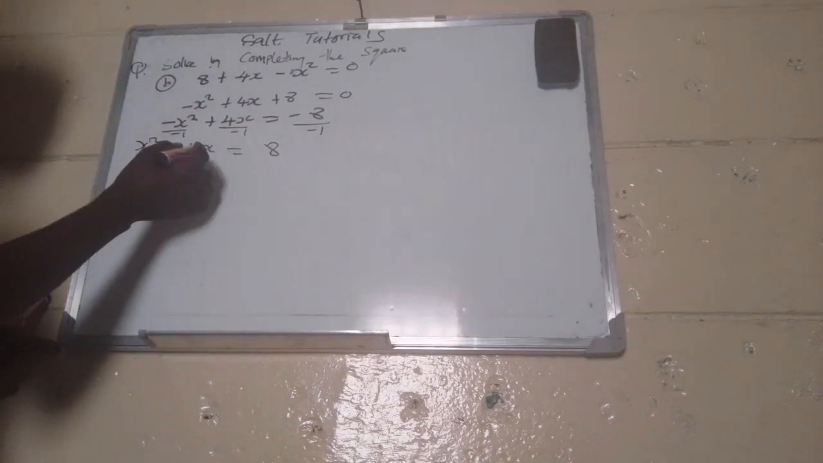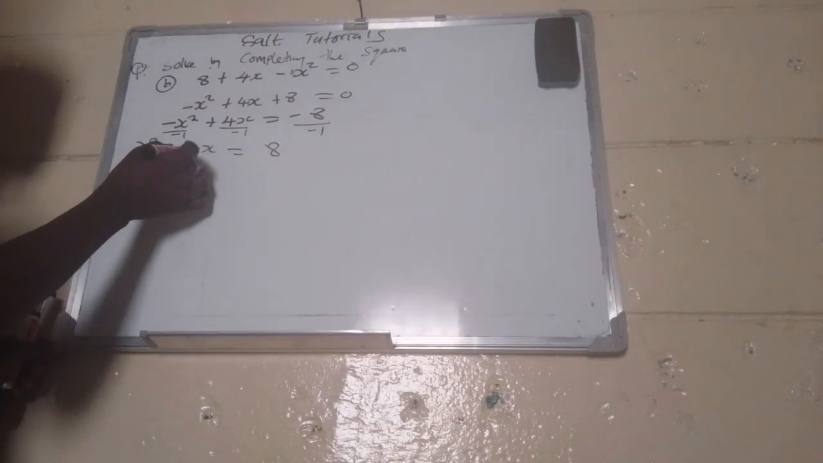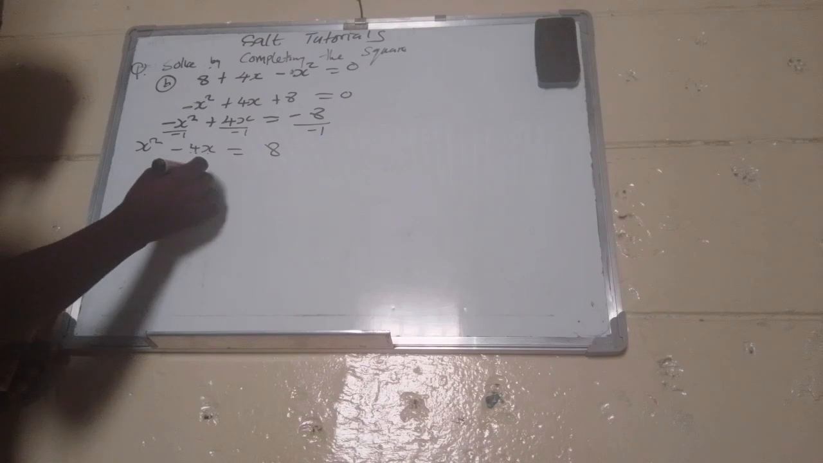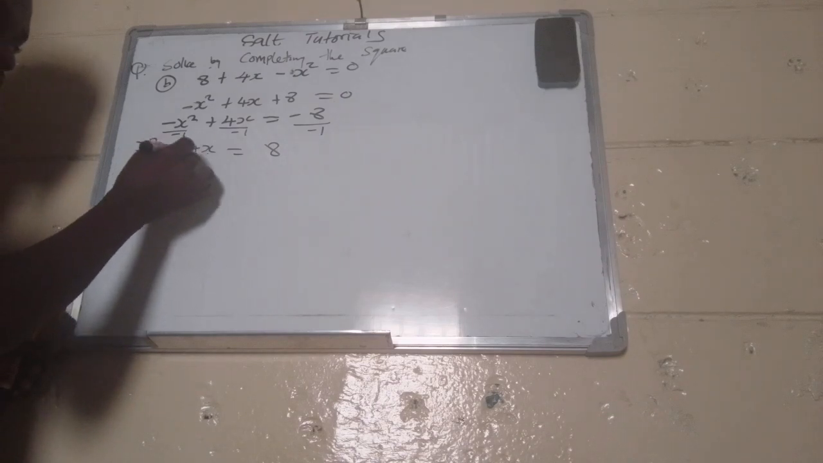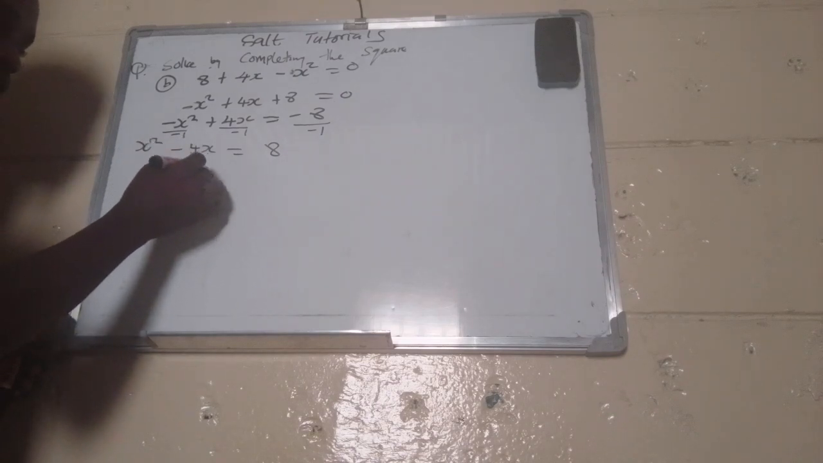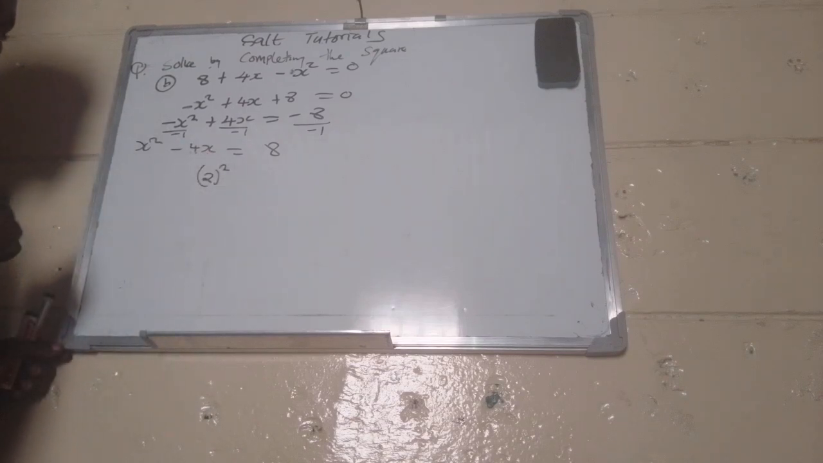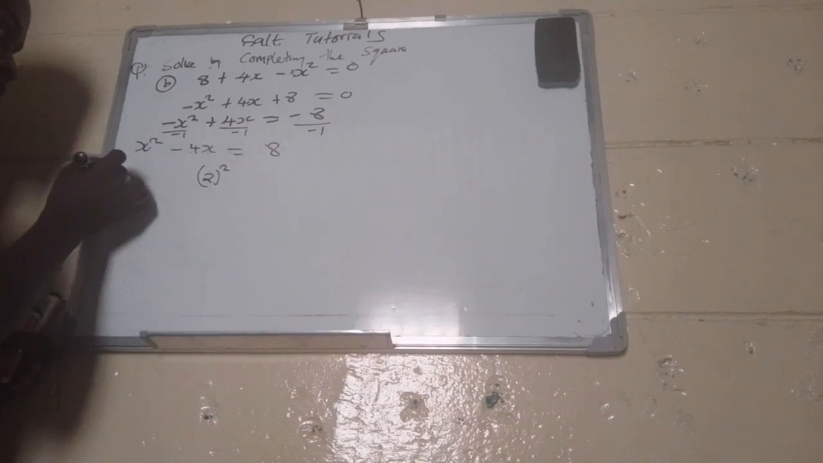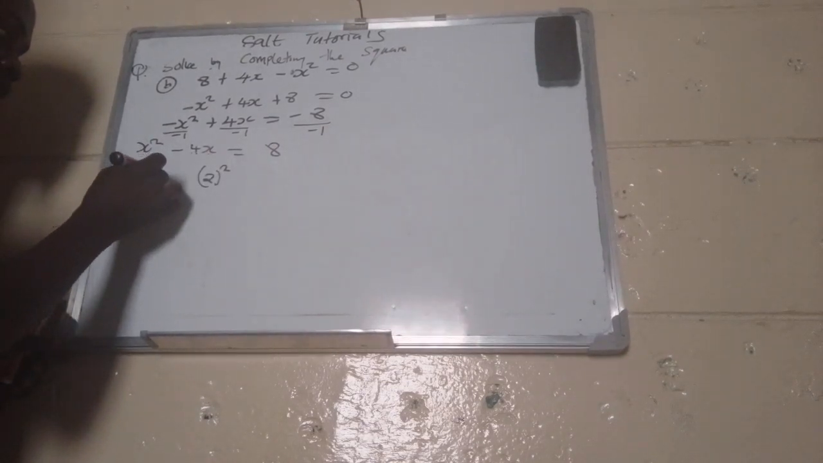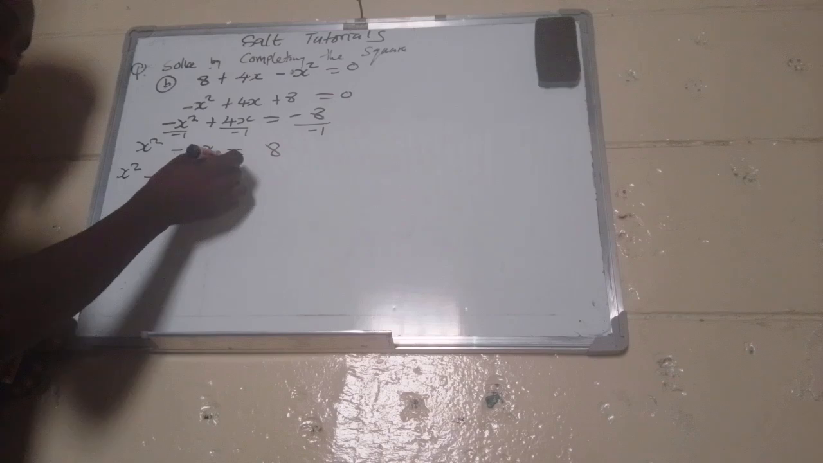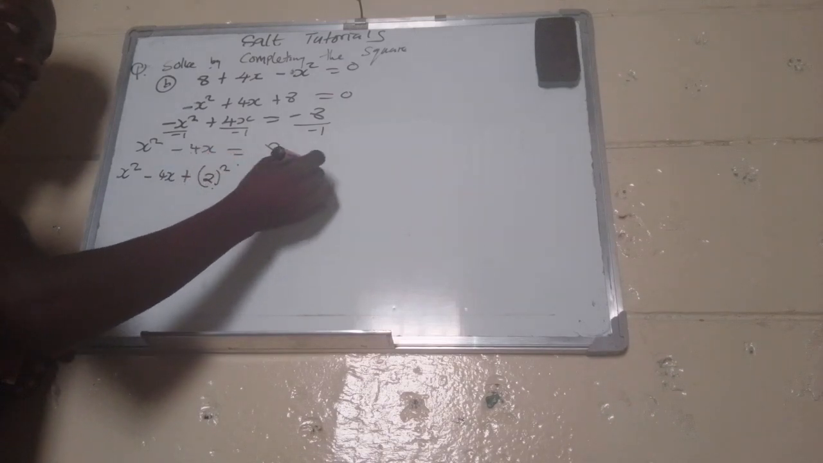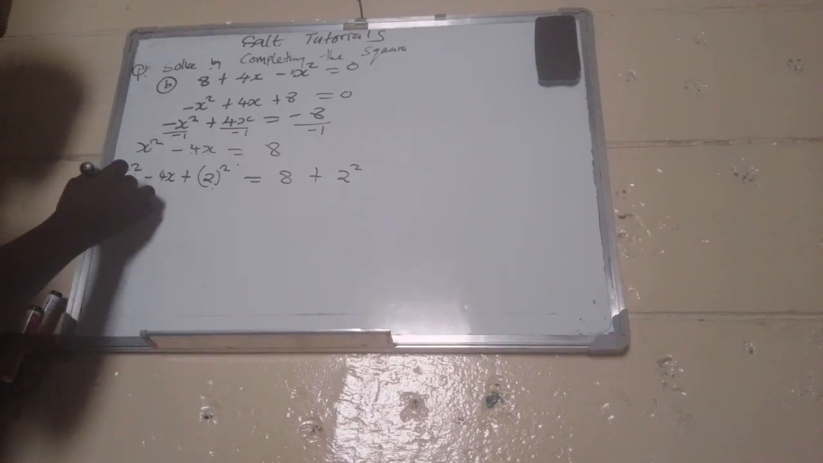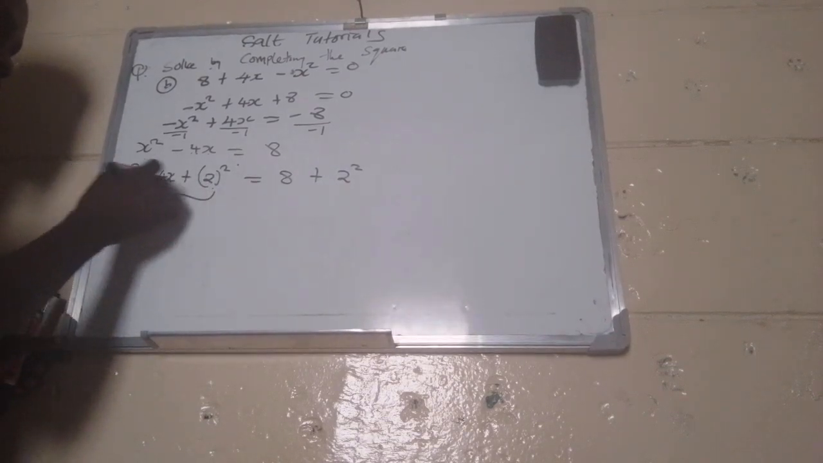The coefficient of x is 4. Halving this, I'm going to have a 2. The outcome should be squared, so this should be added on both sides of the equation. So I'm going to have x squared minus 4x plus the square of that is equal to 8 plus 2 squared. Then factorize these three, get this and get that.